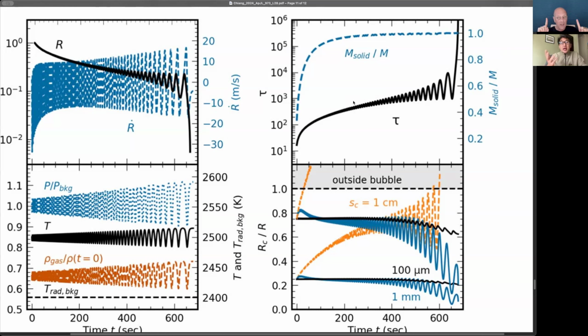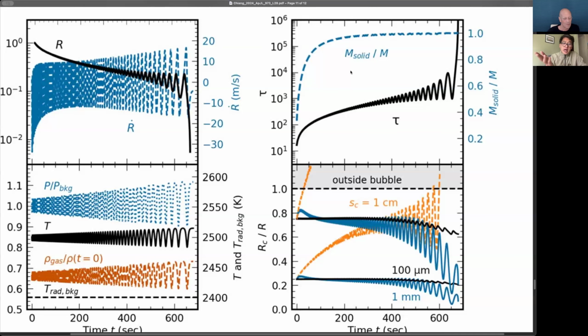Are these massless test particles, or do these test particles have mass? Well, these test particles definitely have mass, there's just no back reaction. There's no back reaction from the momentum of the solids to the momentum of the gas. That back reaction I am neglecting. But that drag back reaction, that momentum back reaction, will become important as M solid over M approaches unity. So that is a shortcoming, one of many shortcomings of this calculation. It's something for the future, which we will come to.